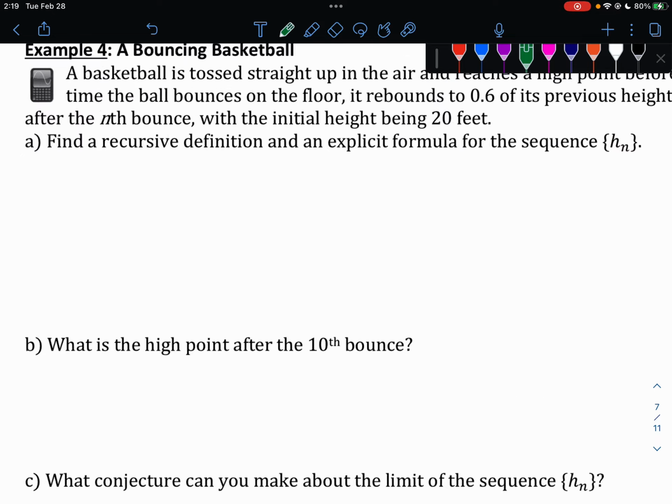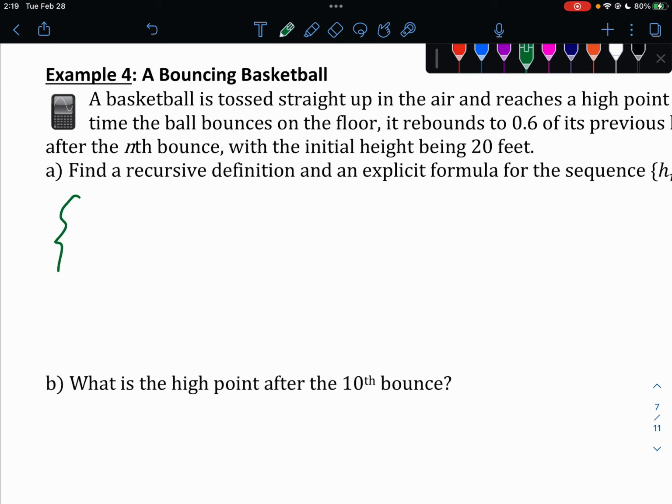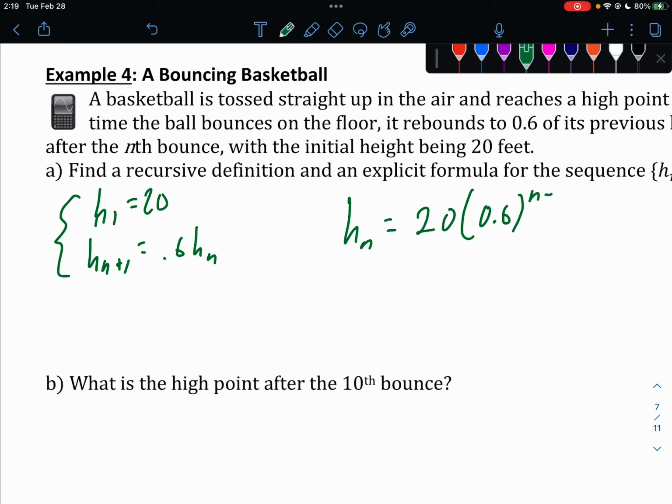All right, so the recursive definition would be h sub 1 equals 20, and h sub n plus 1 would equal 0.6 h sub n. And an explicit formula would be 20 times 0.6 to the n minus 1. So again, recursive, explicit.